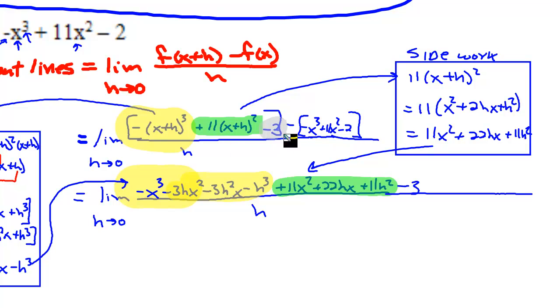When I make mistakes on these problems, it's usually that. Usually I forget that single term. And then we're subtracting from that. Distribute the subtract. And you're going to get plus x cubed minus 11x squared plus 2. Cancel like terms.